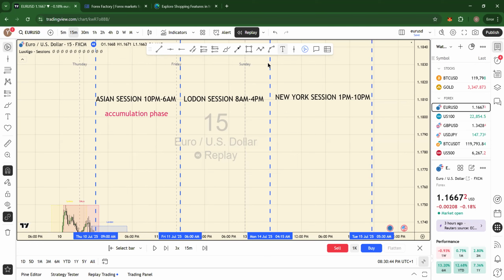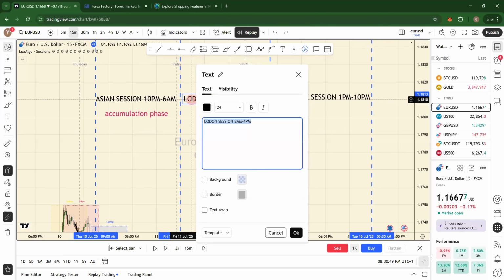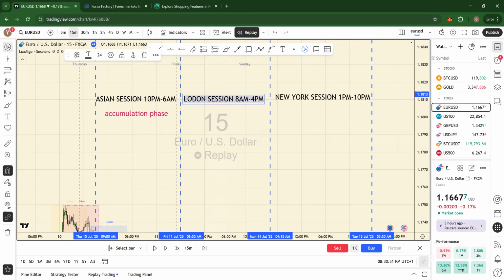Now, the description of the London session. I didn't put this one well. London session.